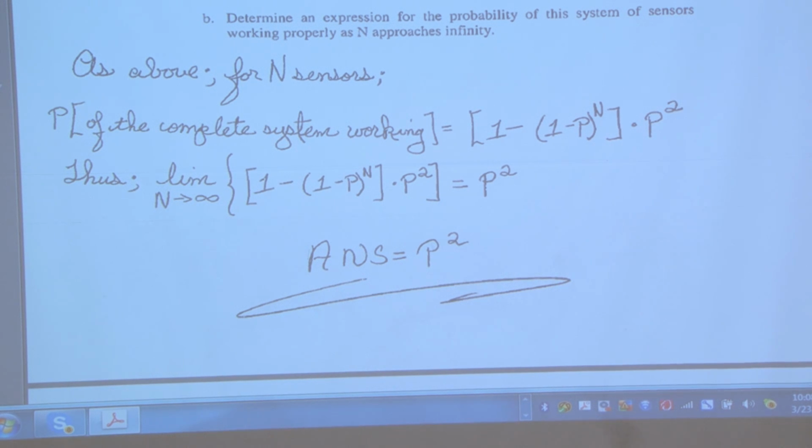So if you have n sensors, what's the probability of the system working? Where I had 4, put in capital N. And now let n go to infinity.